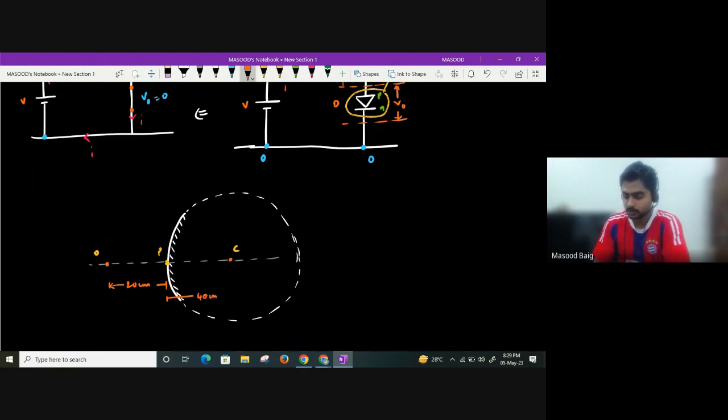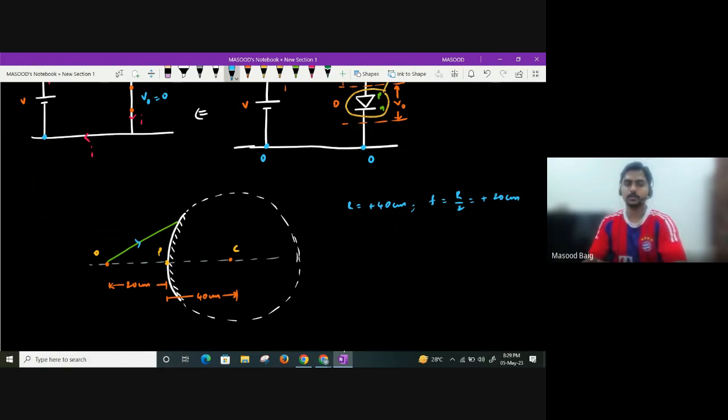It means what will be the focal length here? The radius of curvature, because if you see, let us take this is the incident ray, so the radius of curvature is measured in the direction of the incident ray. So the radius of curvature you are going to get as plus 40 centimeters. However, the focal length I am going to get as r divided by 2, which turns out to be plus 20 centimeters.